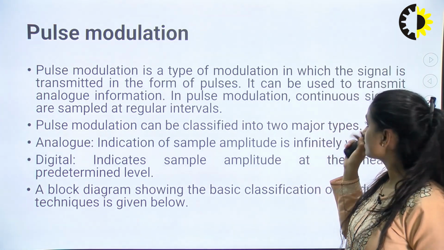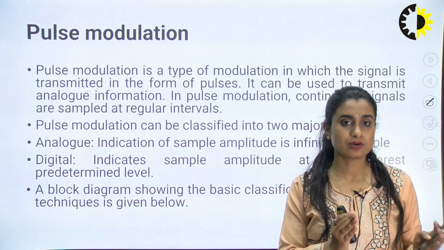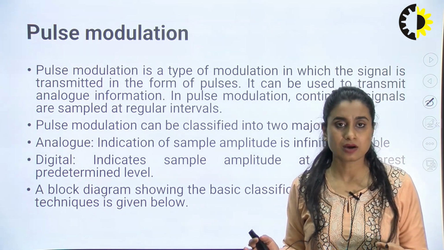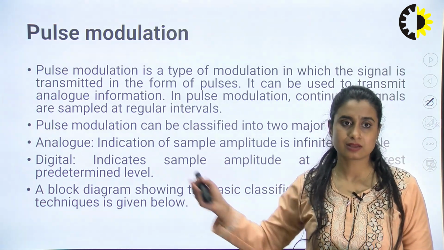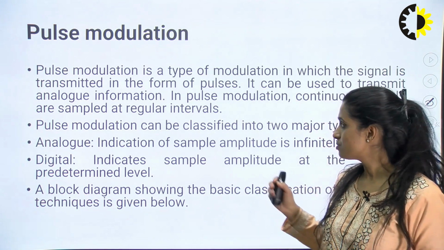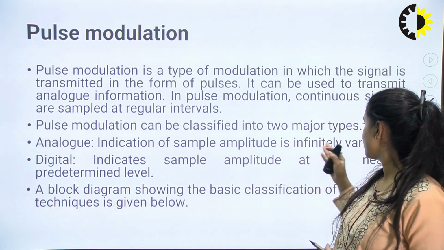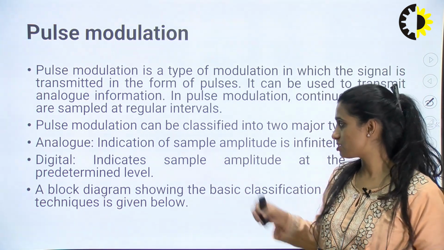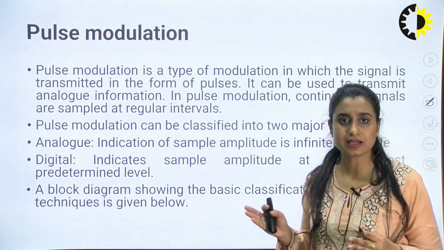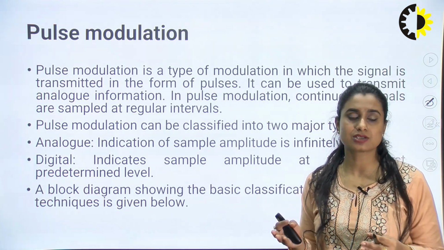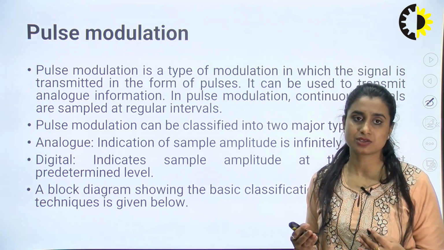In pulse modulation, continuous signals are sampled at regular intervals. So there has to be a rule for it. There have to be regular intervals at which it has to be sampled. All these terms like sampling and regular intervals we will take one by one as we proceed in the lecture. Pulse modulation can be classified into mainly two types, analog and digital. In analog, the sample amplitude is infinitely variable, and in digital, the sample amplitude is at the nearest predetermined level. So as the name suggests, we have an infinite number of sets in analog, and in digital we have finite sets.